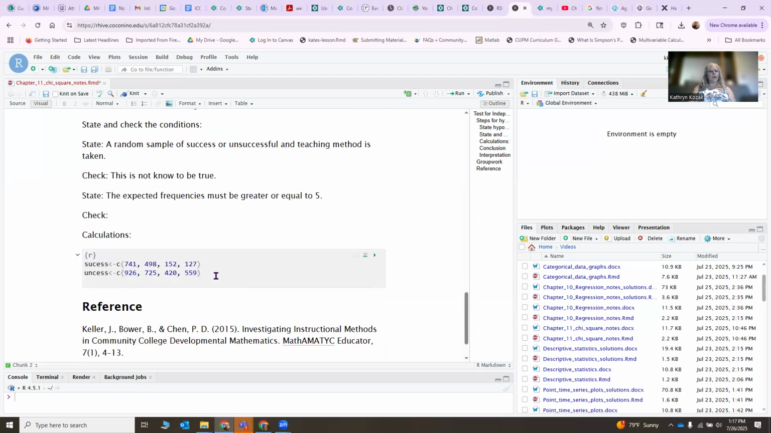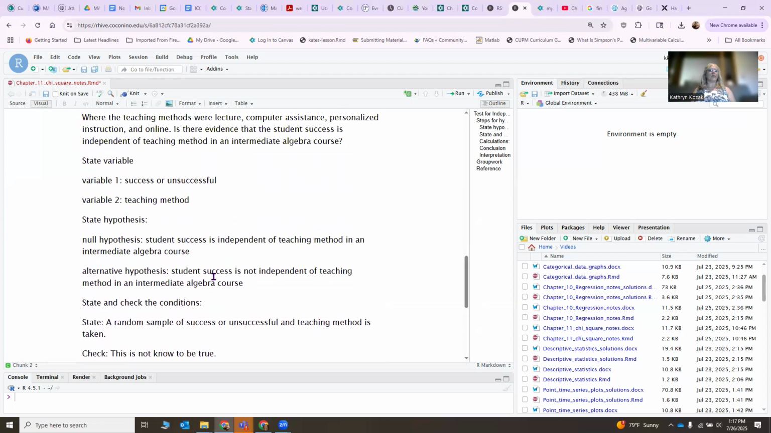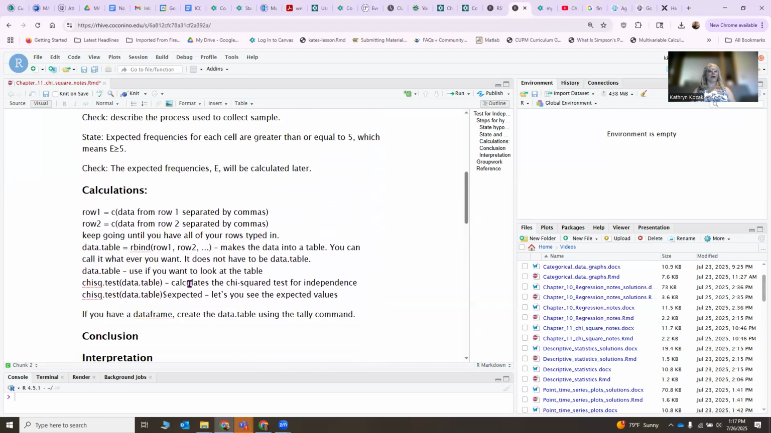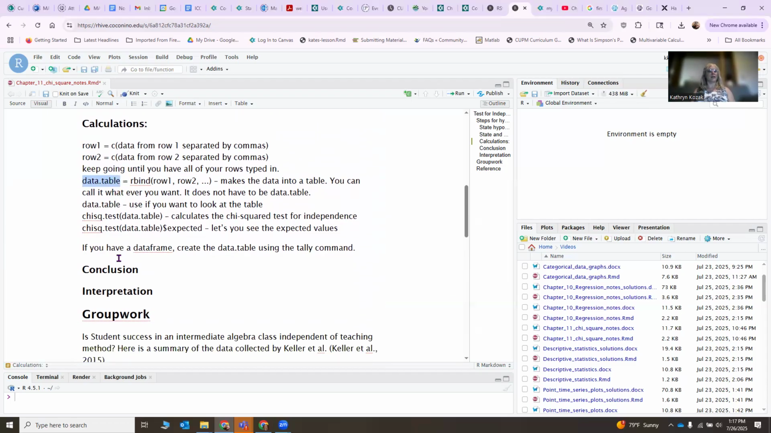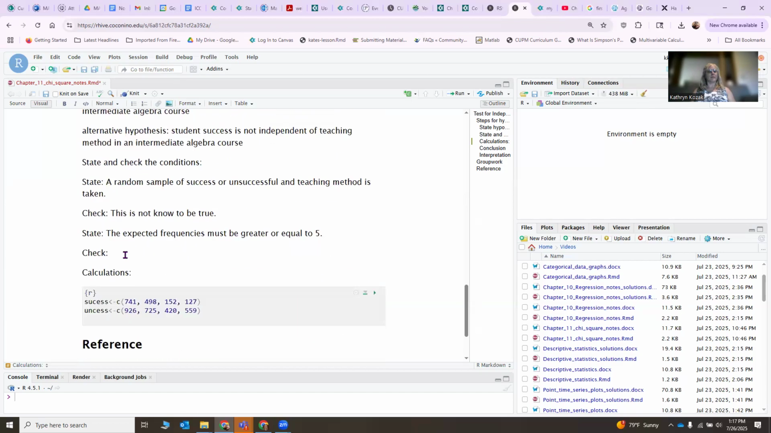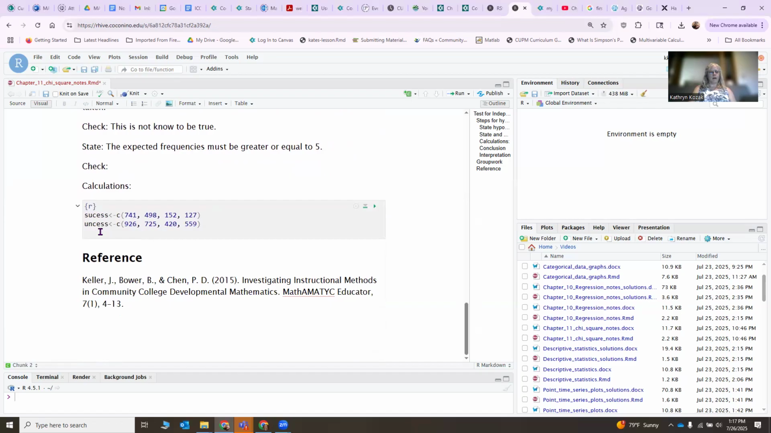I now need to combine these into one thing, and I have to admit I don't have this memorized, so I always have to go look it up. So I'm going to call this something. I might call it lecture type or something like that. I'm going to do this rbind. So I'm going to give it a name. Maybe I'll call it lecture or teaching.